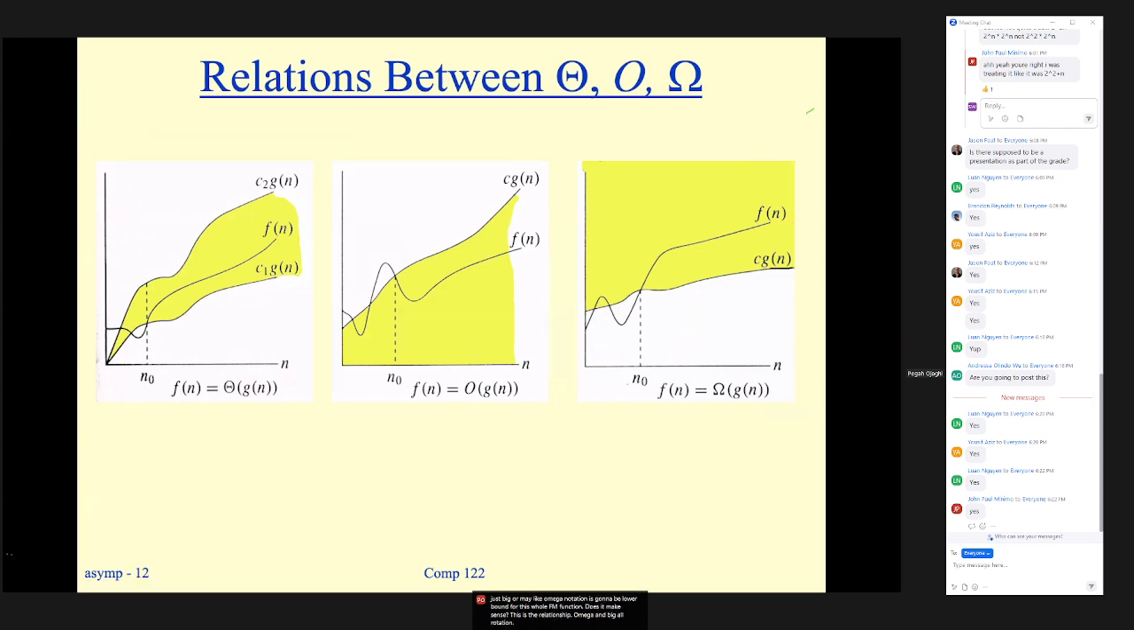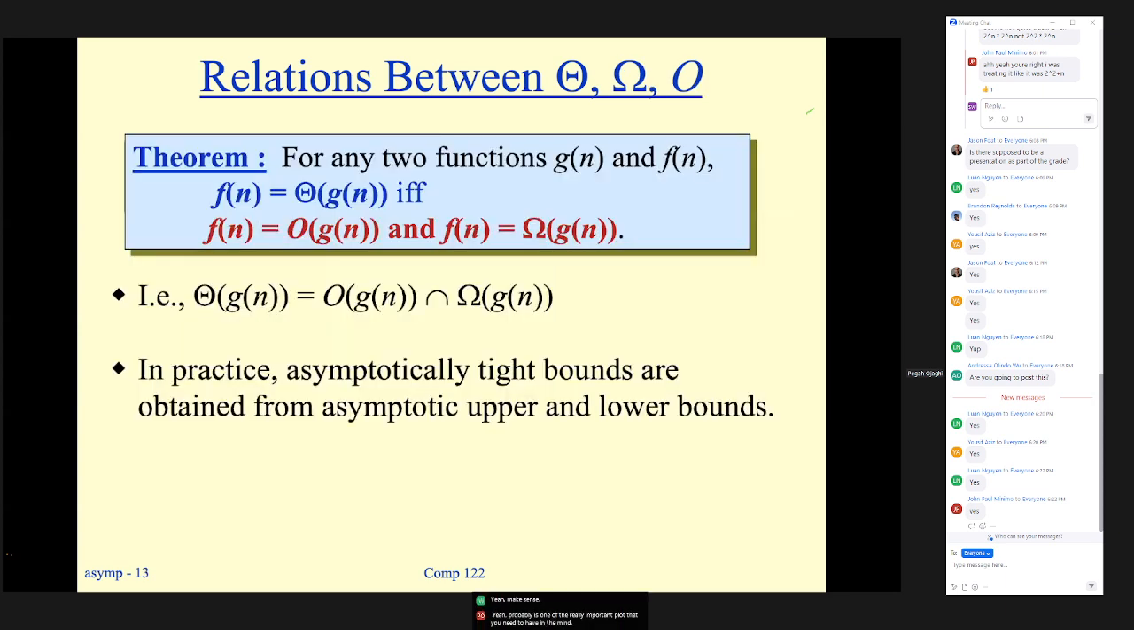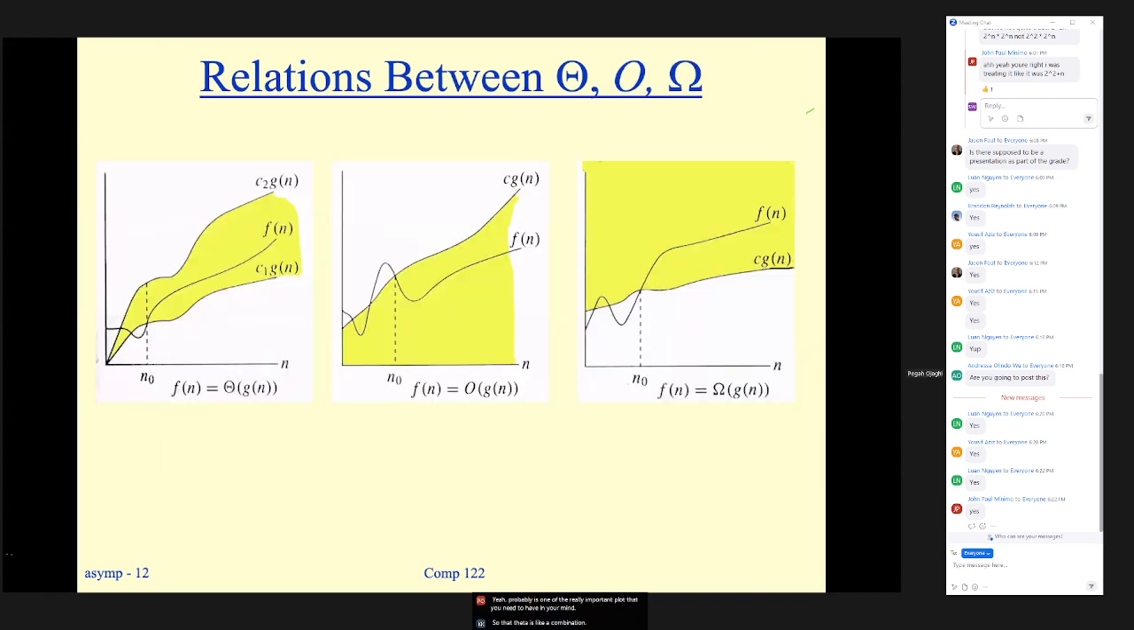Is this clear? Yeah, that probably makes sense. Yeah, this is one of the really important plots that you need to have in your mind. So the theta is like a combination. Yes, exactly.